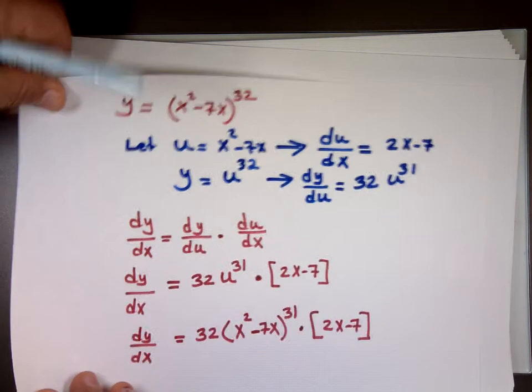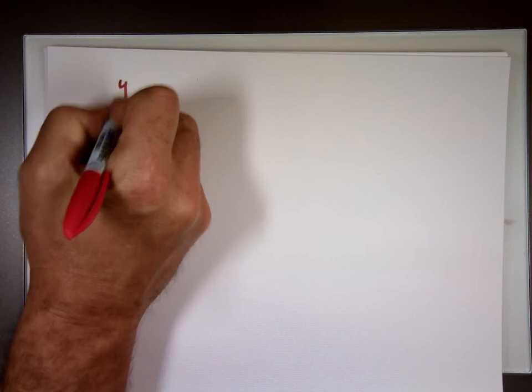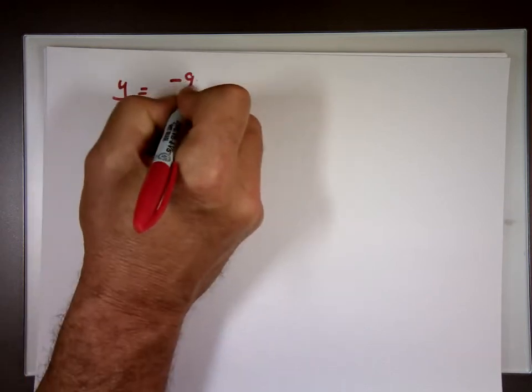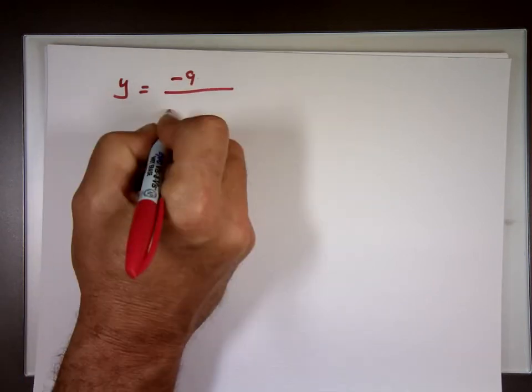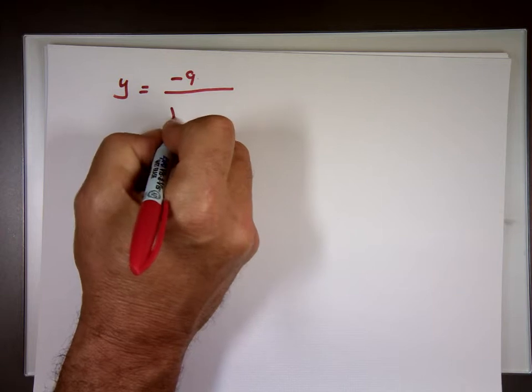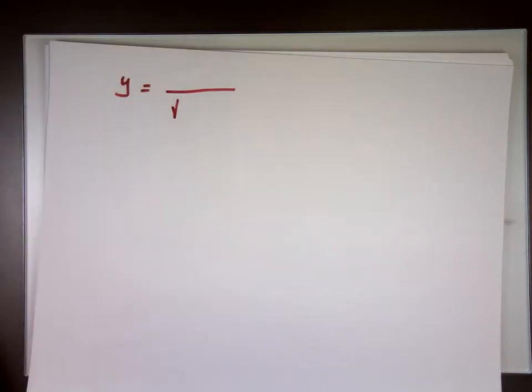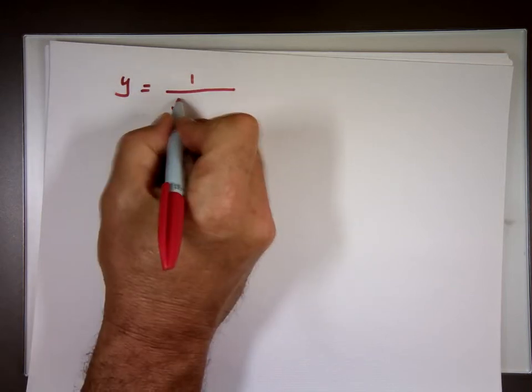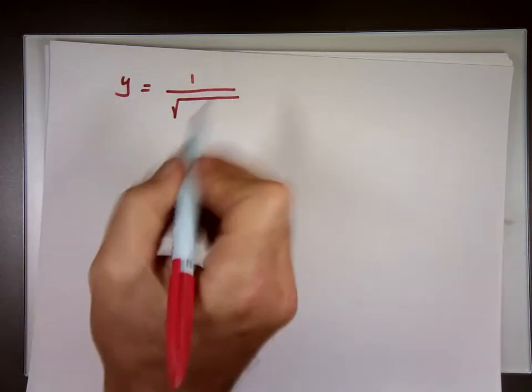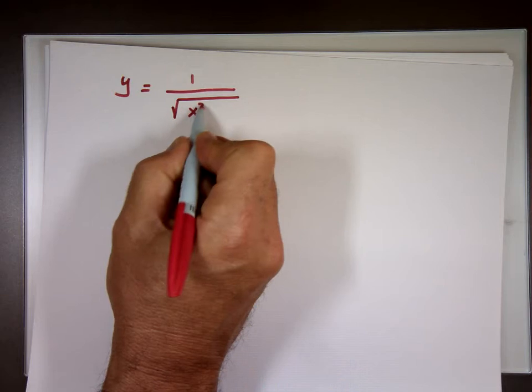I was thinking of square roots and fractions for the next example. And that's why I said in my mind when I wrote that number. Let's say I have y equals negative 9 over... Or let's make it, you know what, let's make it 1 for now. Let's make it 1 over the square root of x squared minus 4.